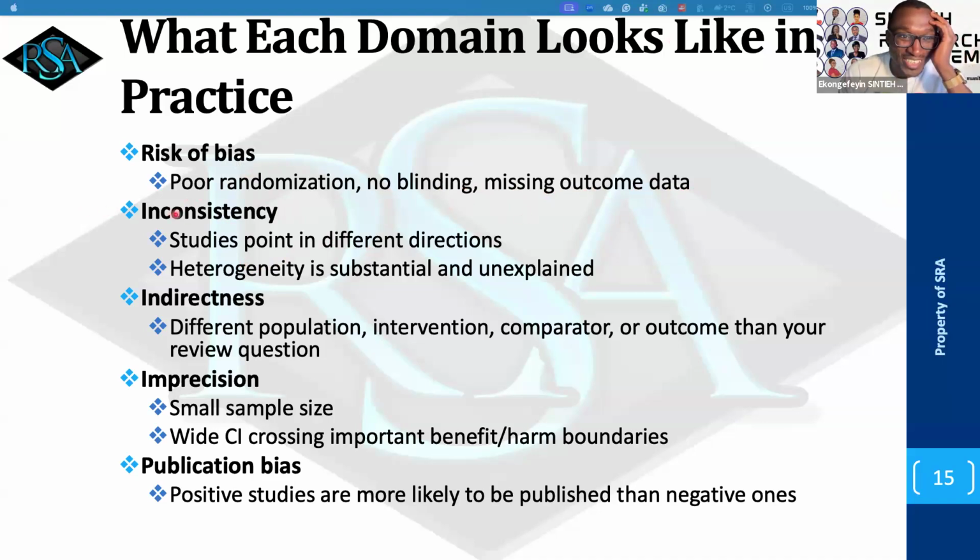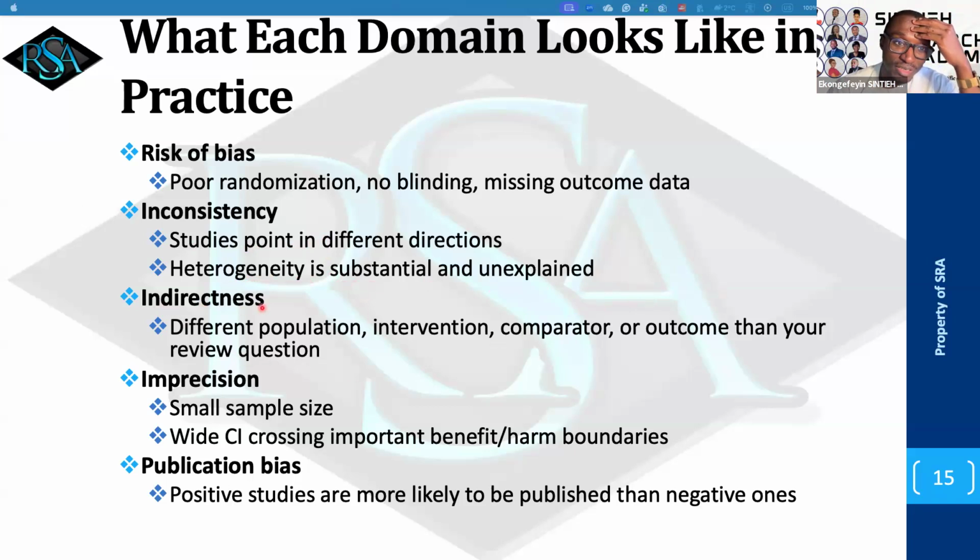All right, no worries. So again, if the studies are inconsistent, it means one study is saying that paracetamol works, another study is saying paracetamol, another study said there was no difference, and things like that. So they're just going in various directions. So it shows that there's a lot of heterogeneity that is not explained among the studies.